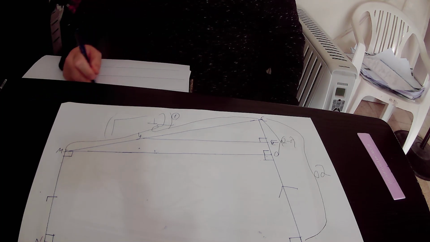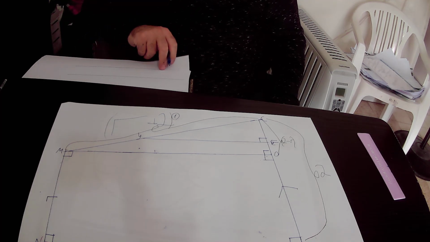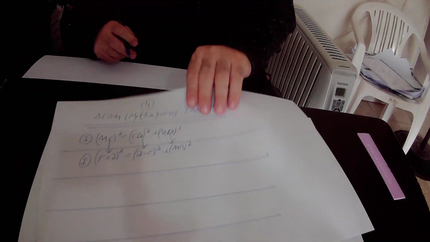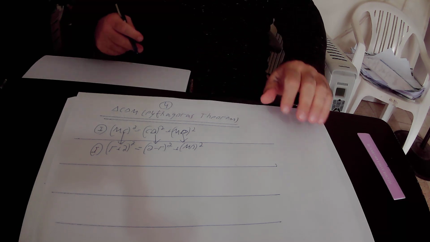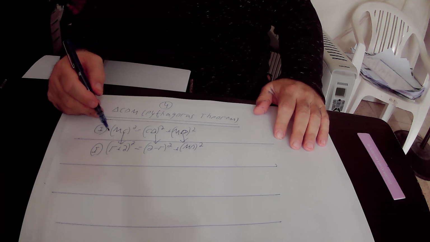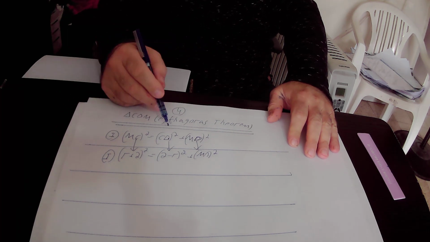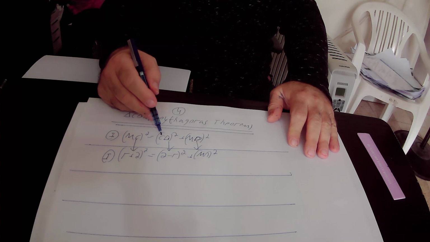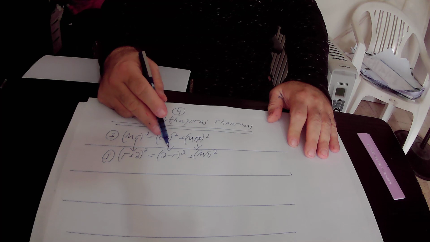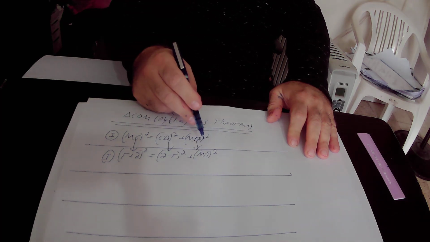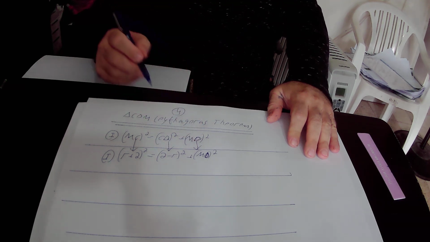So I'll repeat again. MC squared equals CD squared plus MD squared. MC equals R plus 2, so MC squared will be equal to R plus 2 squared. And it equals CD squared, where CD equals 2 minus R. So CD squared will be 2 minus R squared, plus MD squared. MD squared we will leave as it is.